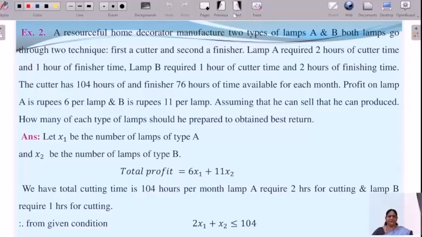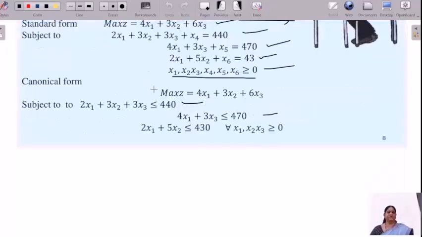Next, example number 2. This is our canonical form: first constraint, second constraint and third constraint. No need to add or subtract any variable. Therefore, it is in canonical form. The objective function is maximize, it is in maximization form. Constraints are less than or equal to. All variables are non-negative. x1, x2, x3 are given in the non-negative form. Let us move to the next example.